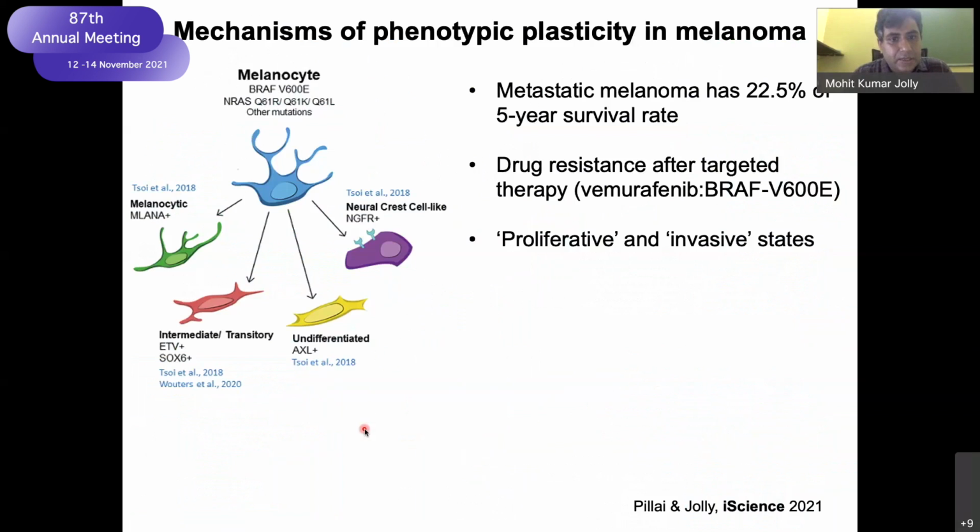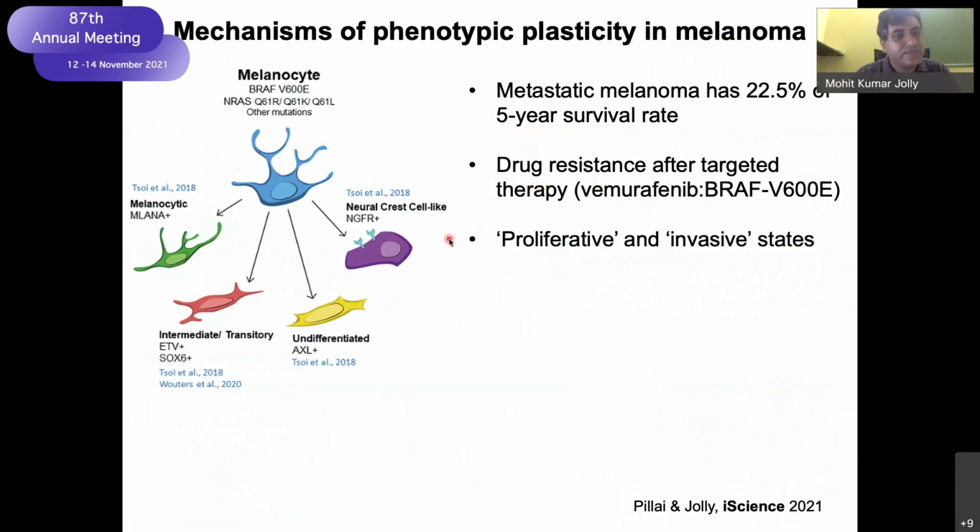This is melanoma, which is a skin cancer, a highly aggressive one with a 22% five-year survival rate. We do have a specific drug developed against melanoma based on one mutation that has been identified in a large percentage of patients. However, patients who receive this drug, after some period of time, do not respond to it. And there is drug resistance.